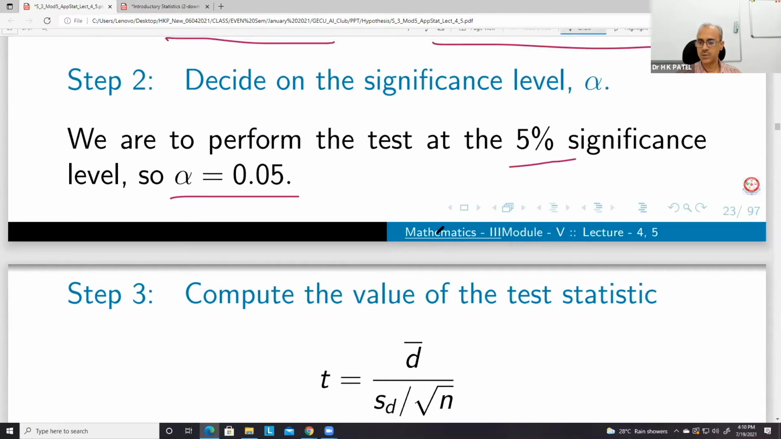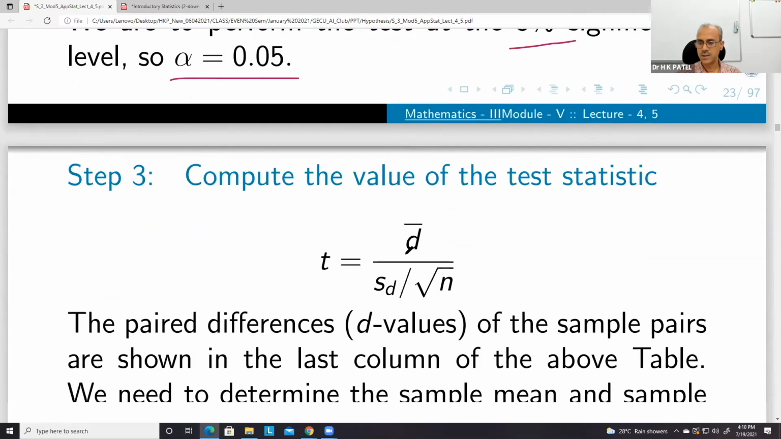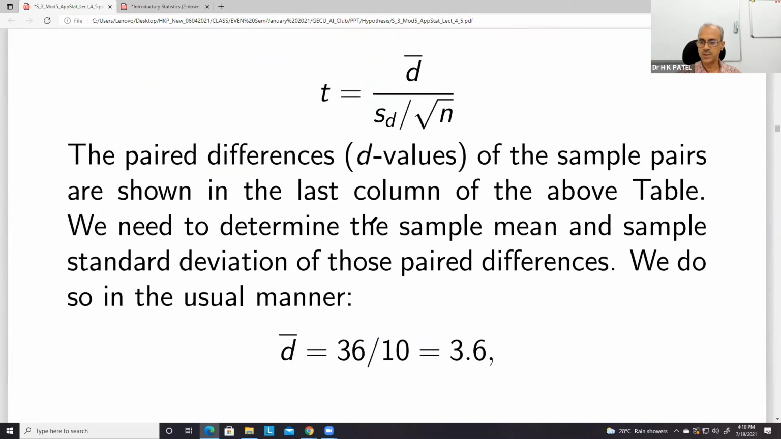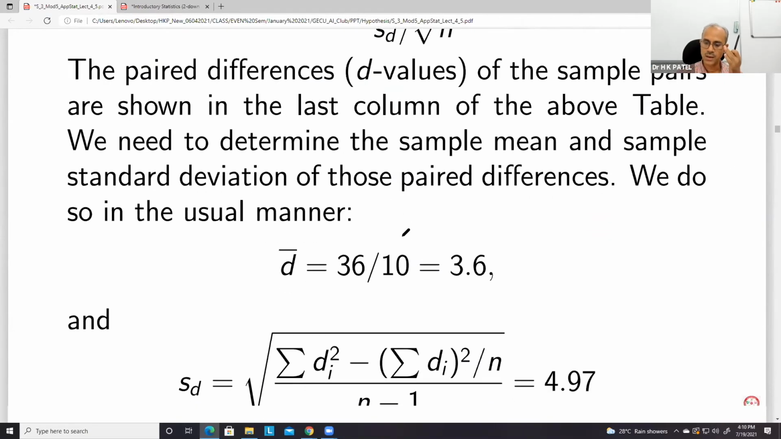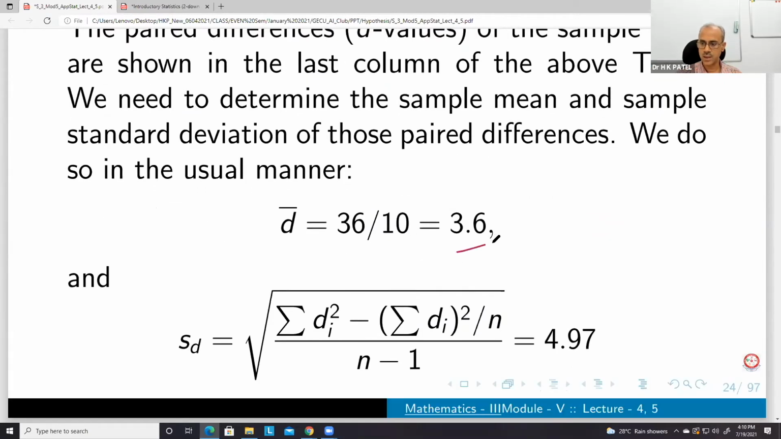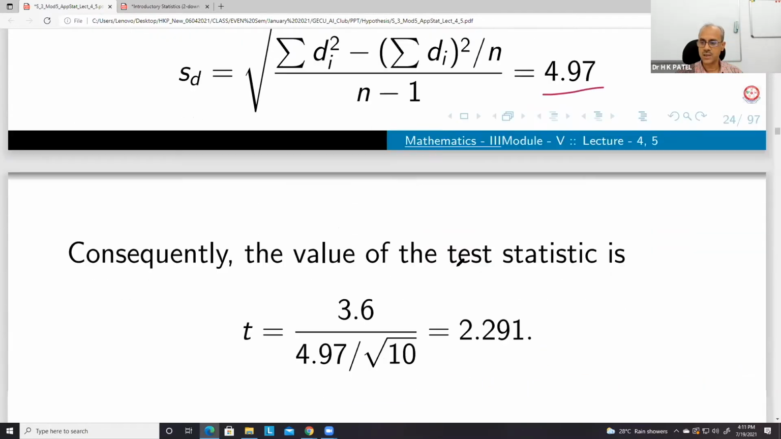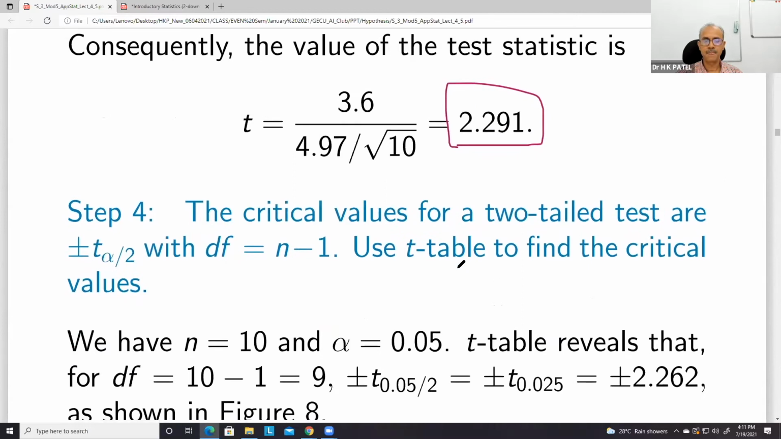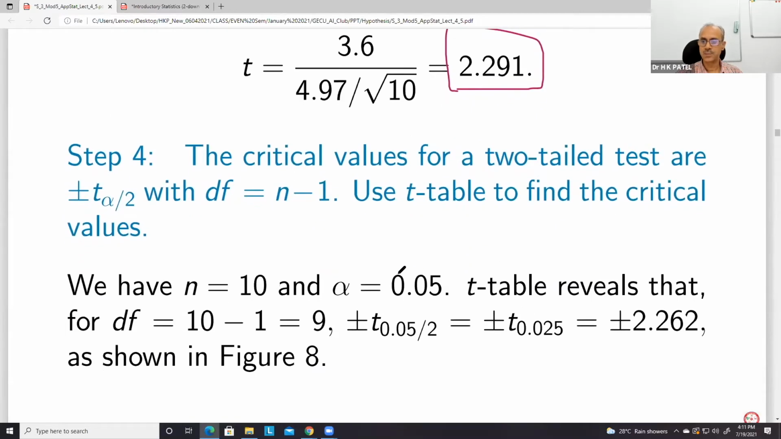Then you have to calculate this T. We know that it is D bar upon SD upon root n. So D bar, 36 is total value, 10 pairs are there. And similarly we can calculate the standard deviation. So all the things are there. We have value 2.291. So this is the comparison now.